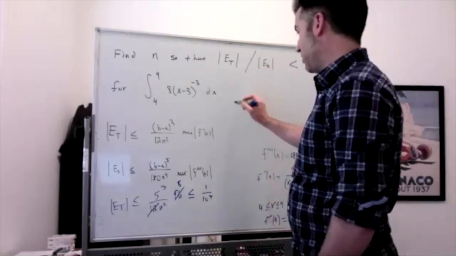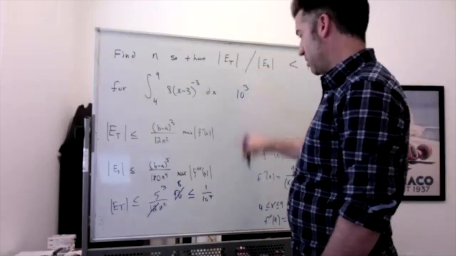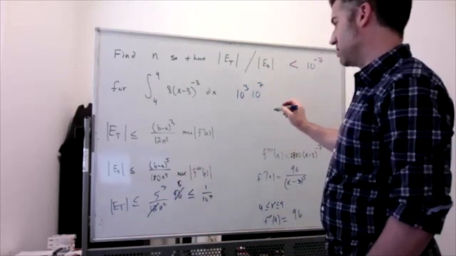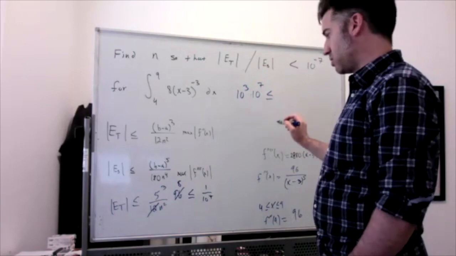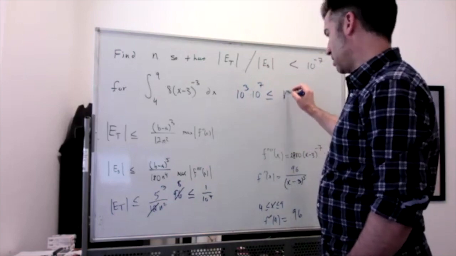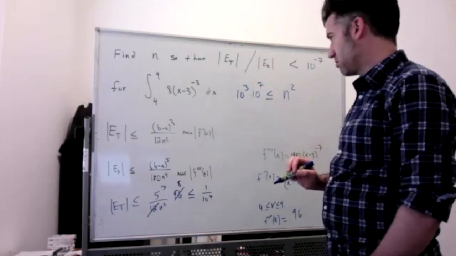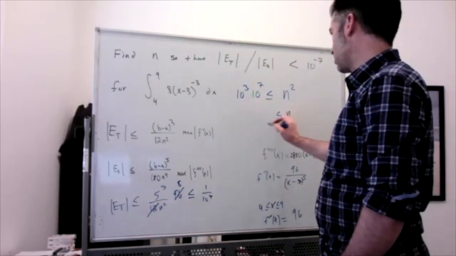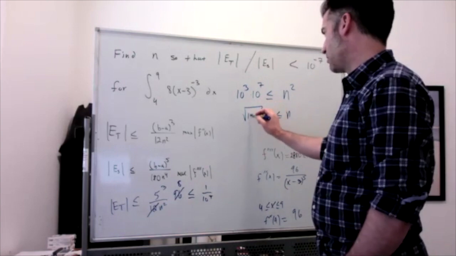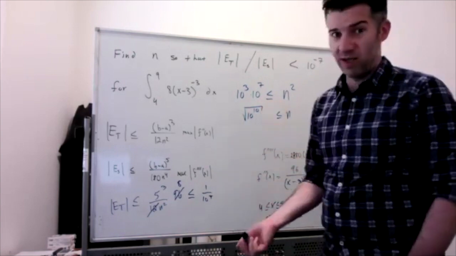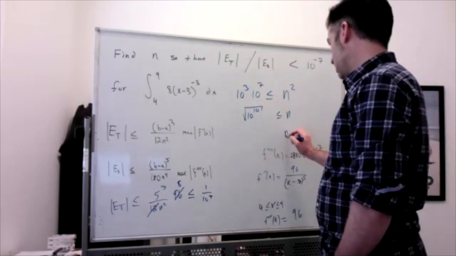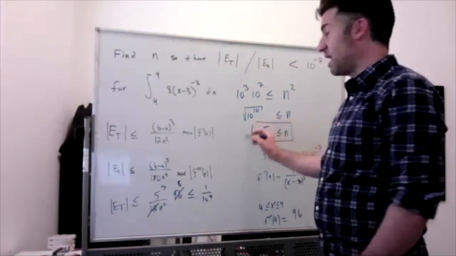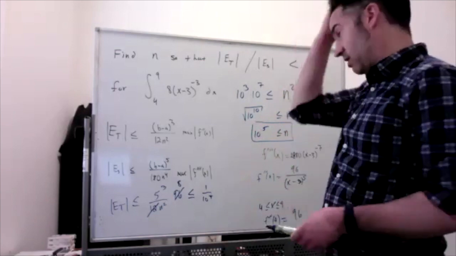So you have 10 to the third times 10 to the seventh is less than or equal to n squared. That's 10 to the 10th. So n is bigger than or equal to the square root of 10 to the 10th. The square root of 10 to the 10th is 10 to the 5th. So n is bigger than or equal to 10 to the 5th. And this is exact. You shouldn't have to round up to the next one.